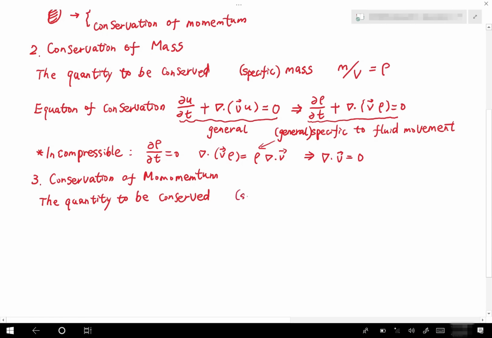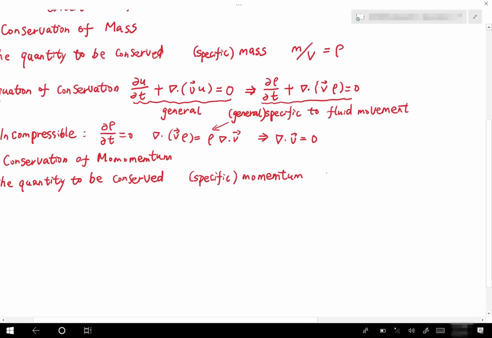It's specific momentum. So momentum is mv, right? Then per unit volume, we use capital letter V. So what are we going to have? Rho v, right? So this rho v is the quantity to be conserved in water movement.